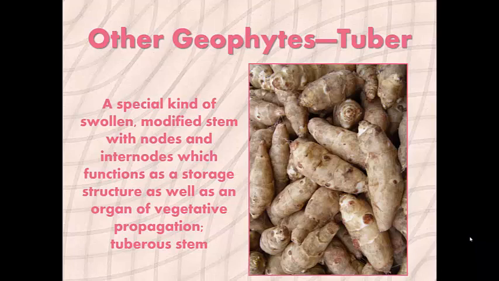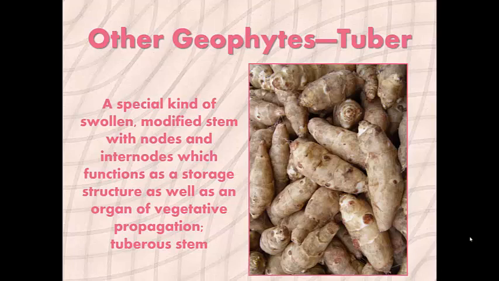The next type of geophyte I want to talk about are tubers. And tubers you may be a little more familiar with. It's a special kind of swollen modified stem with nodes and internodes which function as a storage structure as well as an organ of vegetative propagation. It's really a definition that could fit a corm as well, but tubers are usually much larger and more swollen than a corm. They also lack that papery tunic that the corm has, and they don't have contractile roots either.